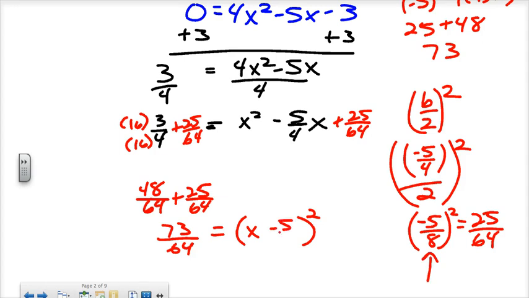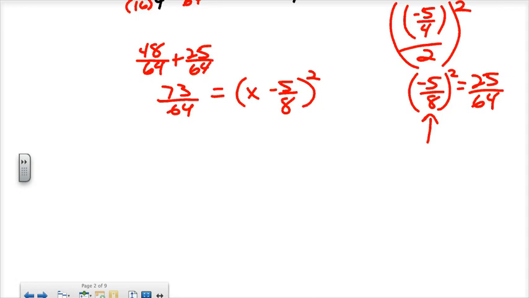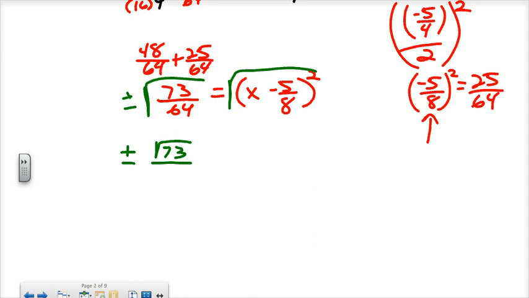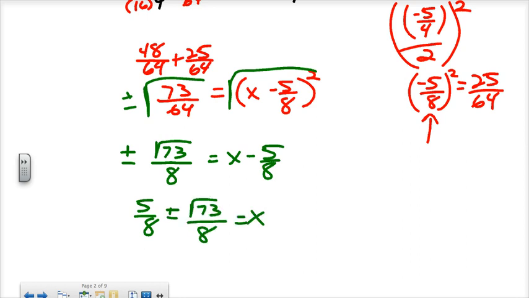We squared -5/8. Now, we need to take the square root of both sides, and remember that we have to do the plus or minus piece. So this will be plus or minus the square root of 73 over 8, because that was a perfect square, and this will be x minus 5/8. So we're going to add the 5/8 to both sides, and our answer would be 5/8 plus or minus the square root of 73 over 8.